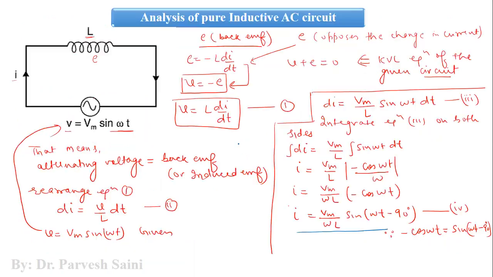equations, we have got that this particular is equal to Im, because when this part is equal to 1, this is maximum. So Im is equal to Vm by omega L. Now what is this omega L? That is the question now. What is this?